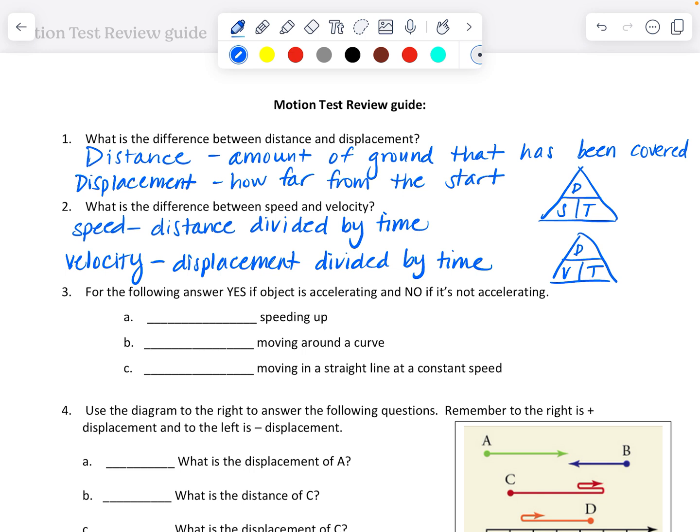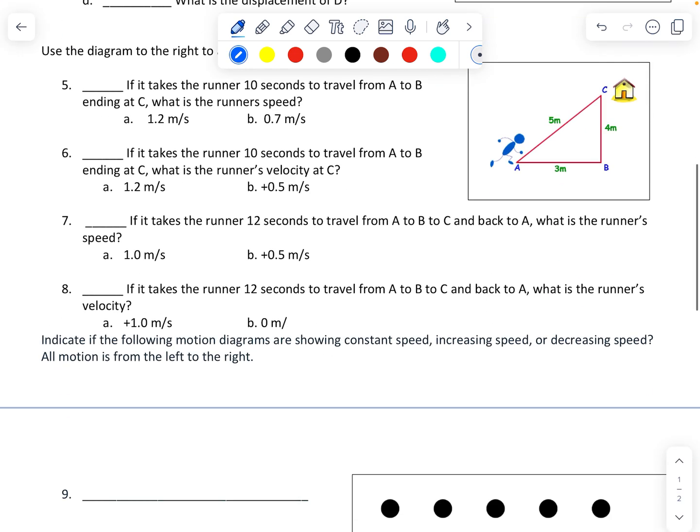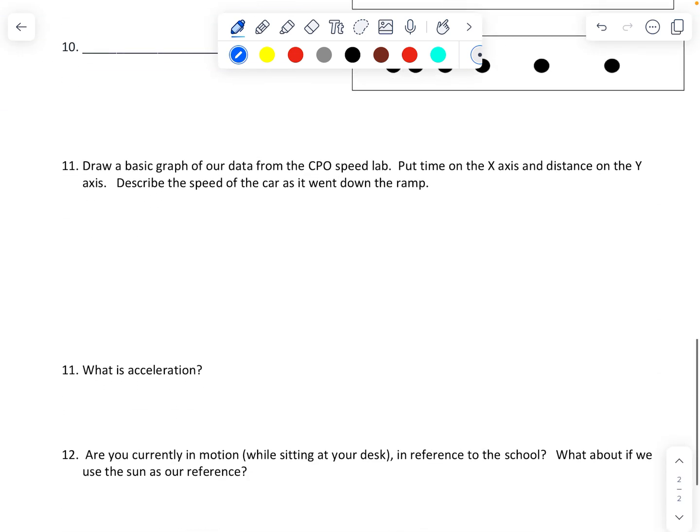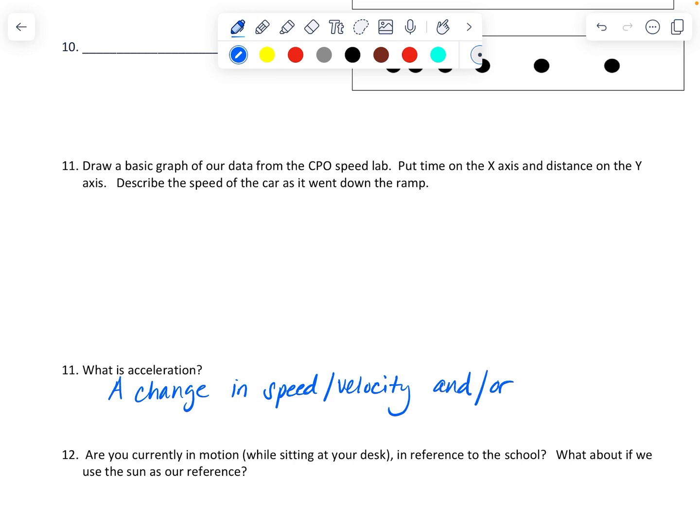The next one says, for the following, answer yes if an object is accelerating and no if an object is not. I'm going to skip ahead and come back to this because there's a question on the next page that says, what is acceleration? So we're going to jump down here to what is an acceleration. An acceleration is a change in speed, could be velocity, and or direction. So it could be changing both speed and direction, just changing speed, or just changing direction.